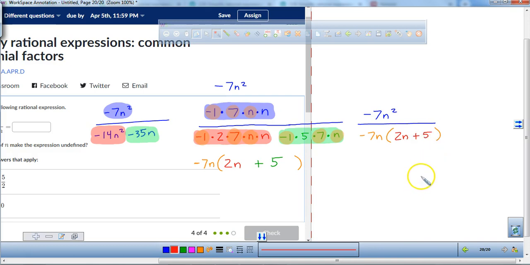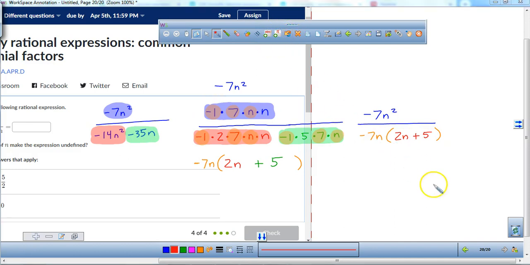Now how can you check to make sure you factored things out correctly? Just use the distributive property. You'll notice that these products become negative 14n squared, and this product, negative 7n times 5, becomes negative 35n. So you can use the distributive property to check your work.